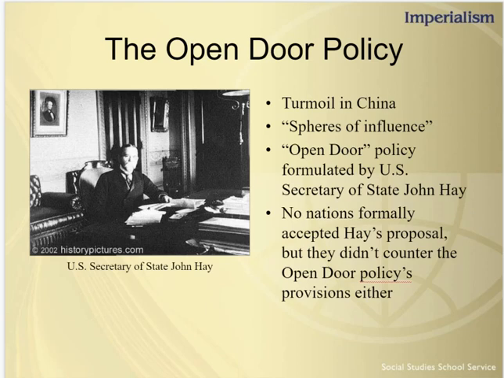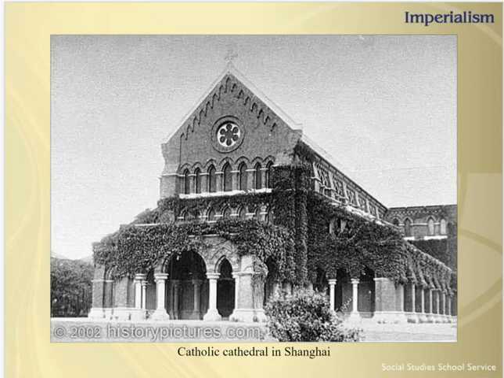None of the other nations interested in China particularly liked the open door policy, and none formally endorsed it. But they also didn't take any actions that ran counter to the open door policy's provisions. Cathedrals like this one, built in Shanghai in the late 1800s, were a clear indication of the influence of Europeans. This is a form of cultural dominance, another form of imperialism.